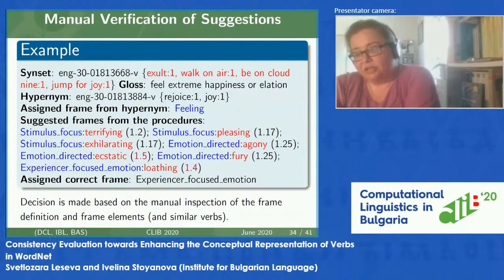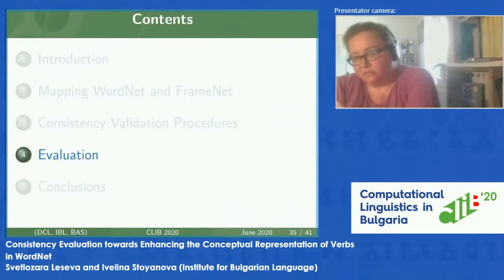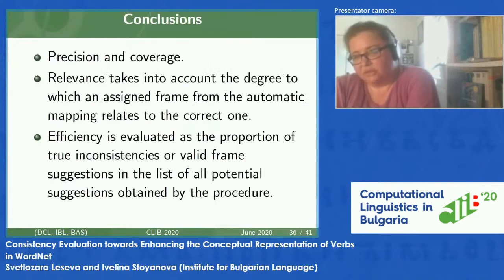And then, as I mentioned, decisions are made based on the manual inspection of the frame definition and frame elements. And we are still in the process of improving the automatic procedures so that they give more reliable suggestions, so that it minimizes the manual work. But we are not at this stage yet. We are still working continuously on it.